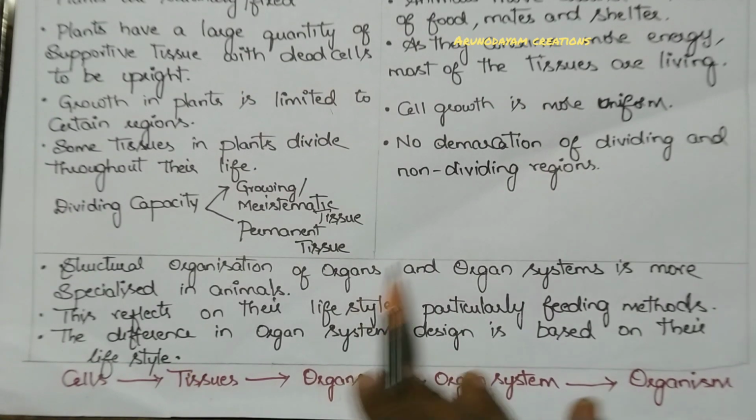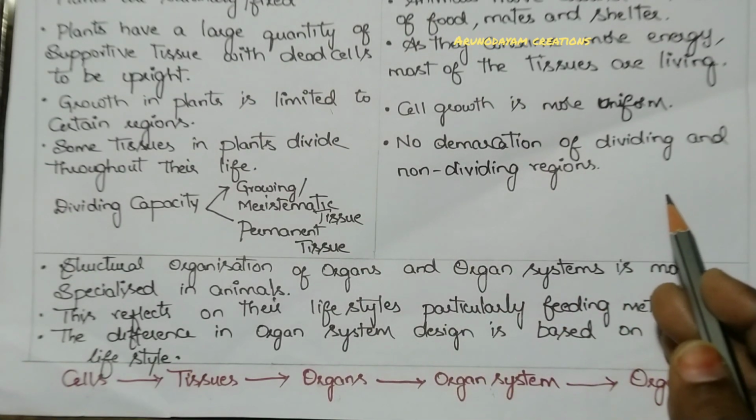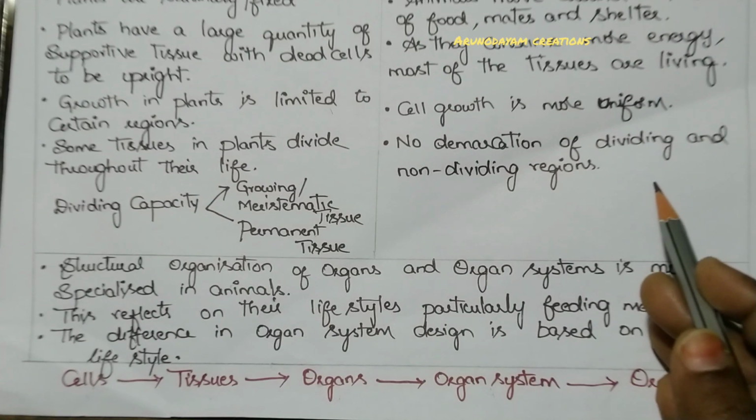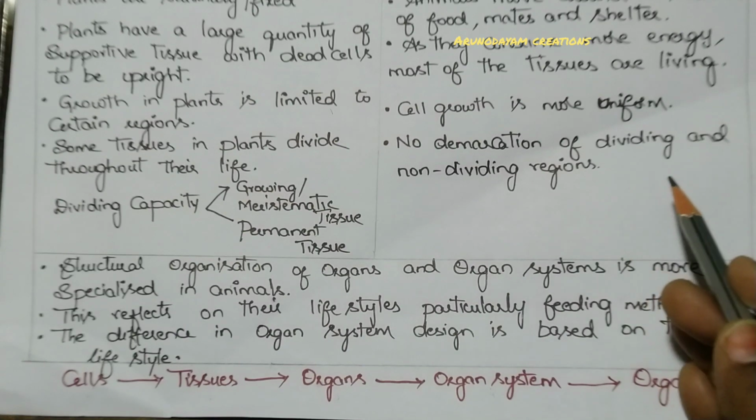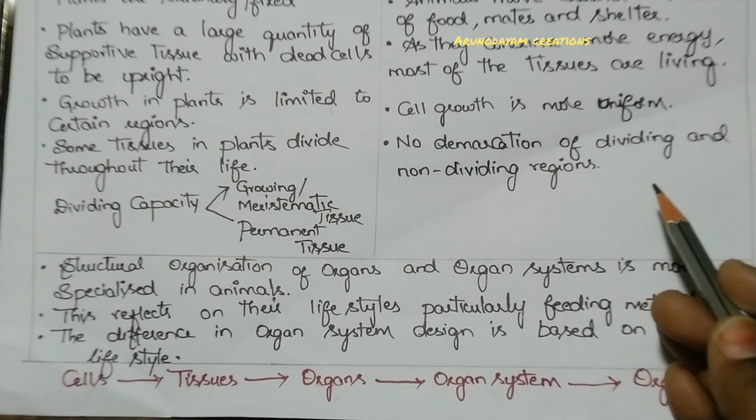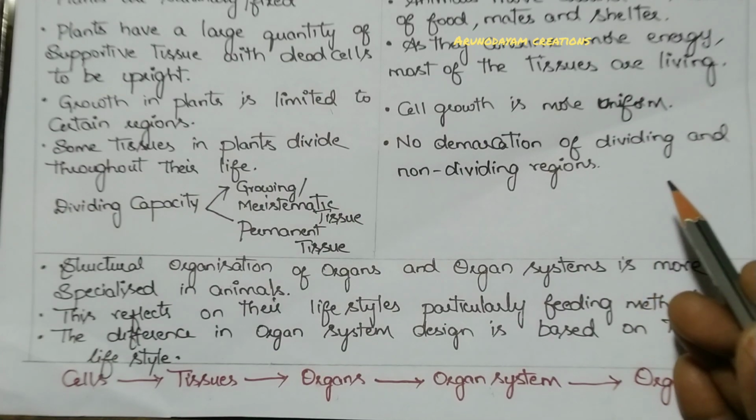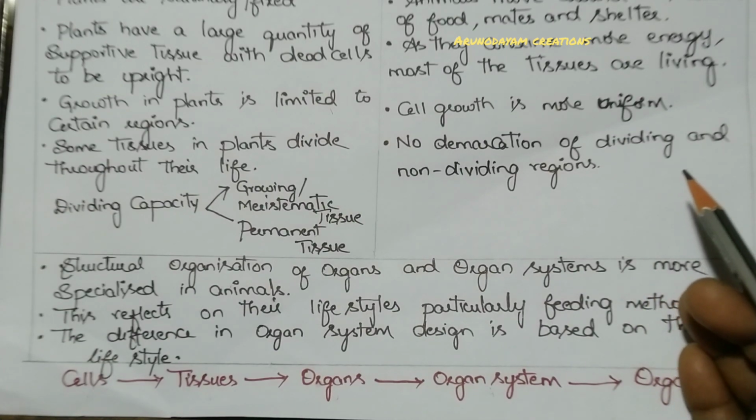For example, in animals, we take so many different types of food materials. So much waste is produced in our blood. In order to purify it, we have a special type of excretory system. We have kidneys, ureters, urinary bladder. So much process is there for removing waste materials from our body.